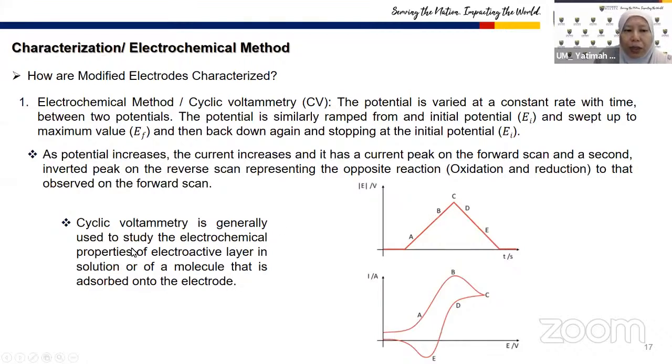So this cyclic voltammetry is generally used to study the electrochemical properties of an electroactive layer in solution or of a molecule that is adsorbed on top of the electrode. So you can use both, okay, either in solution or the modified electrode. You can study the modified electrode using cyclic voltammetry. That's why in a lot of studies, for example in my work and in students' work, normally they use it as the first electrochemical method to look into the first understanding, the first scanning of the materials they're using. From there, they try to understand what happened, and we relate to other techniques as well. So cyclic voltammetry basically is a basic electrochemical method that is used to identify the type of material coated on the surface of the electrode.